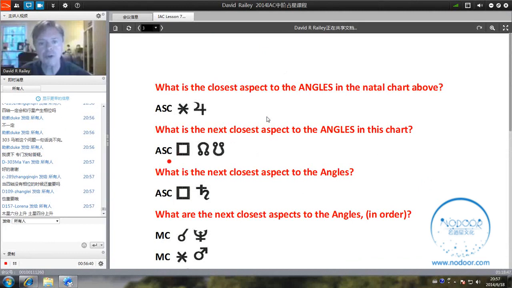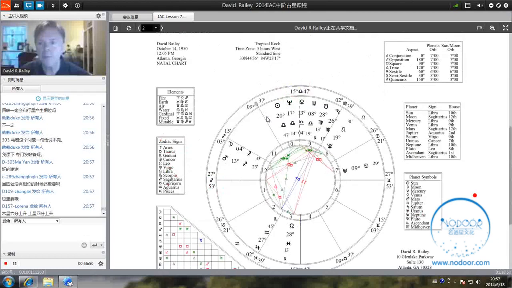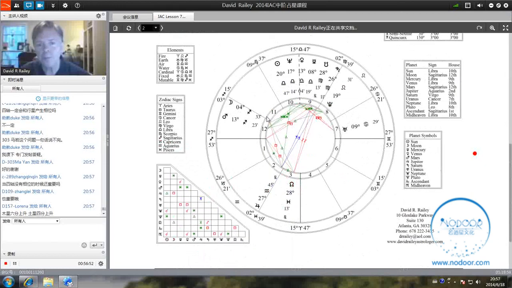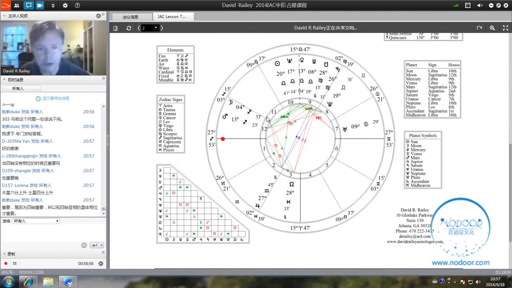But what other aspects do we notice? We notice the ascendant square the nodes and also square Saturn. Well, we talked about the nodes, which is very interesting, because think about this. The south node is in the 9th house, which is the house of Sagittarius.